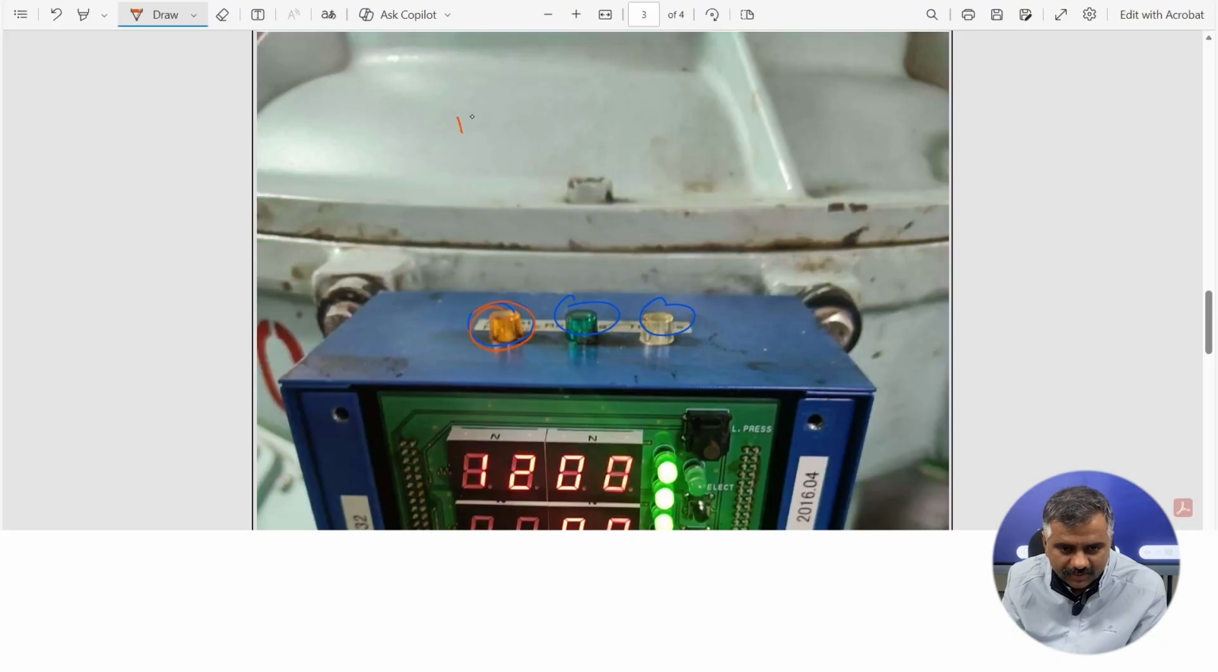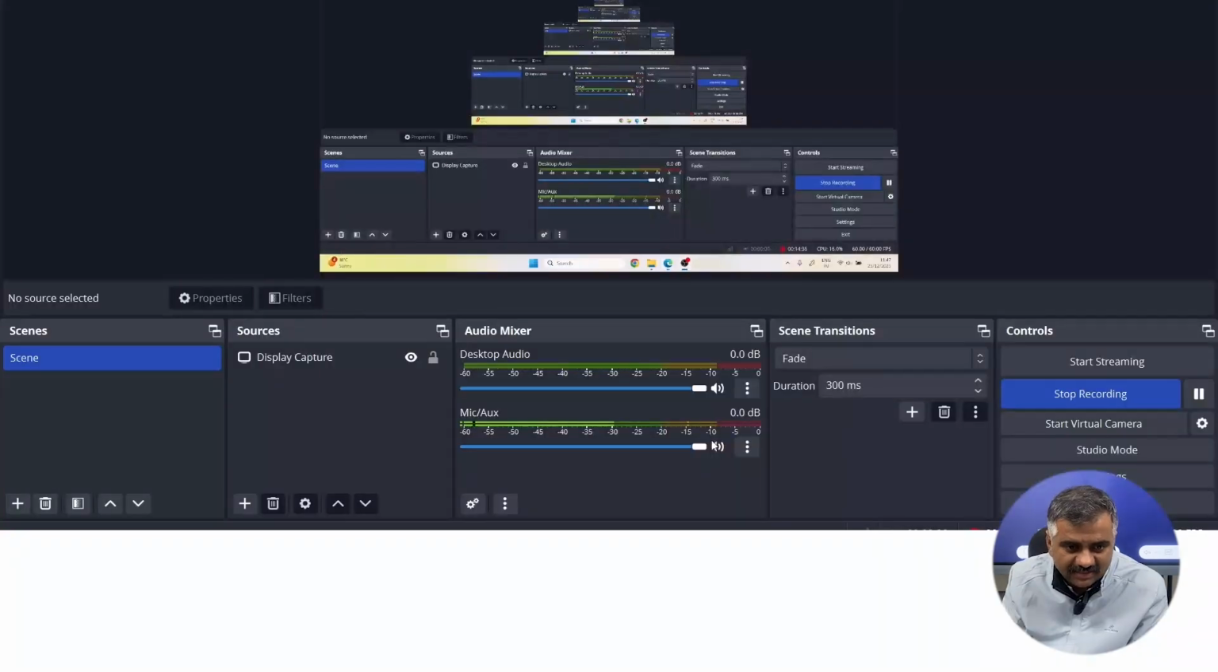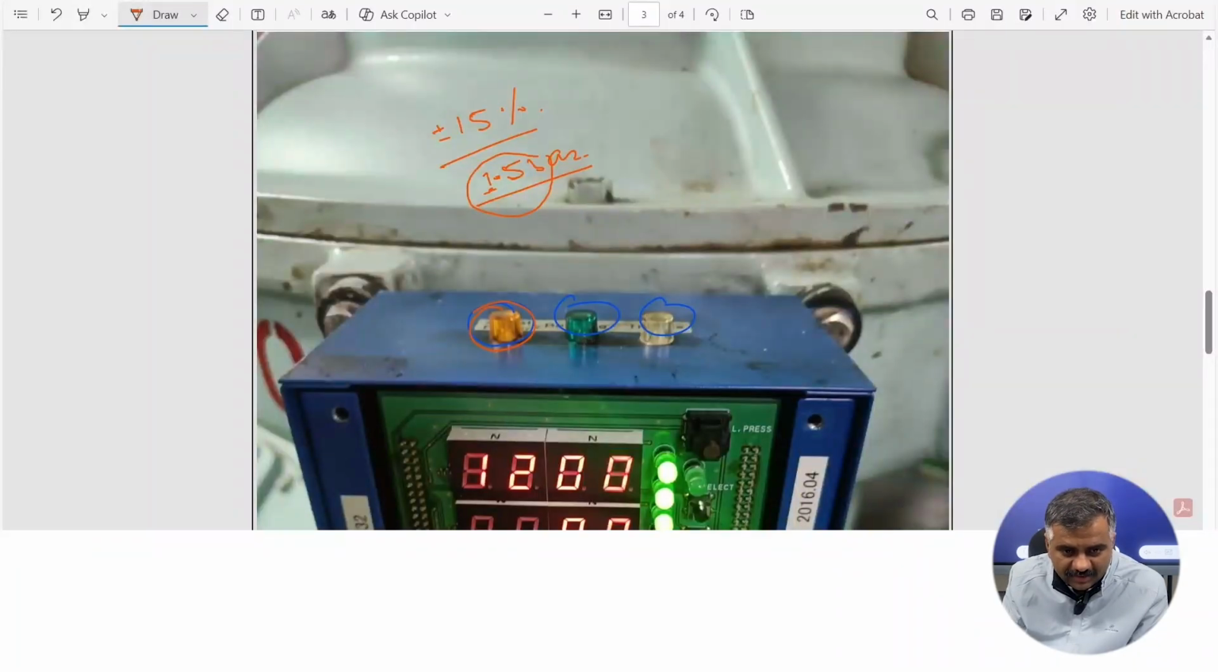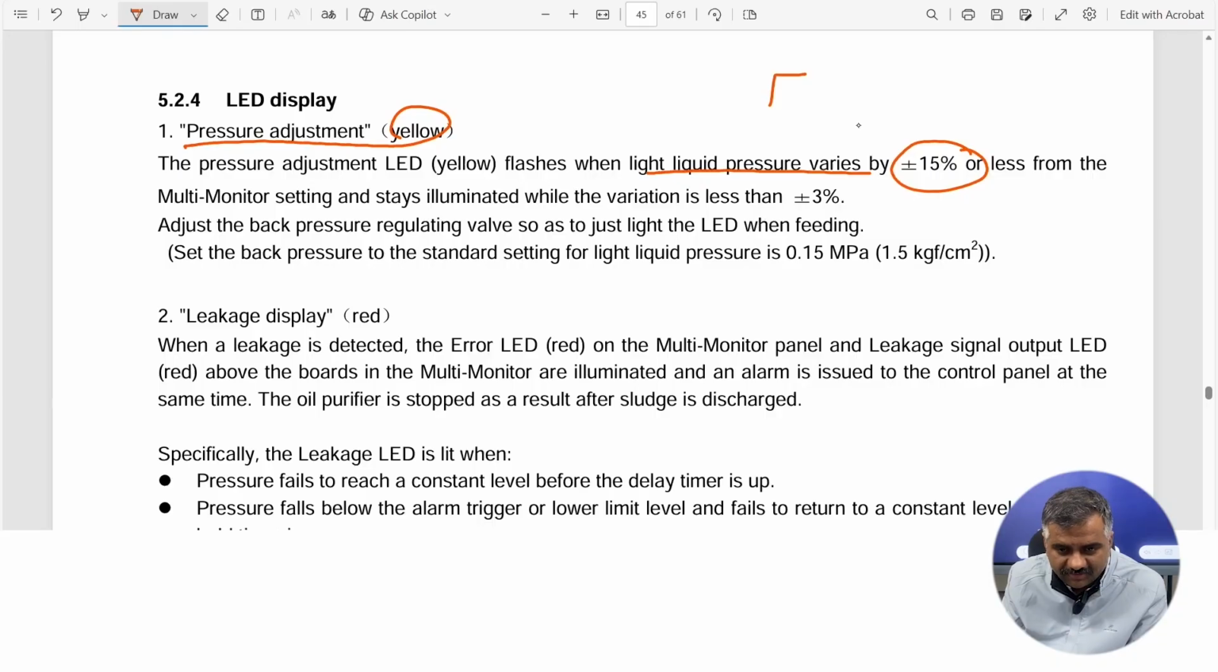Okay, so it is within the fluctuation range, so that is why it is fluctuating, and if it is steady, that means it is exactly the value which is required, or plus minus 3% of the required value. See here, when the light liquid pressure varies by plus minus 15%, then it flashes or less than multi-monitor setting and stays illuminated. It will keep glowing if the variation is between plus minus of 3%. Okay, plus minus of 3%.